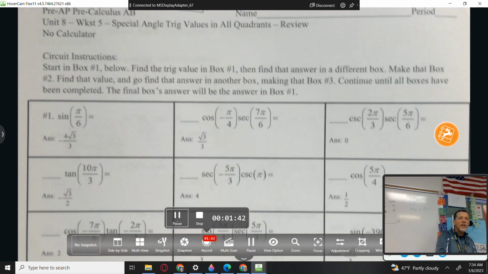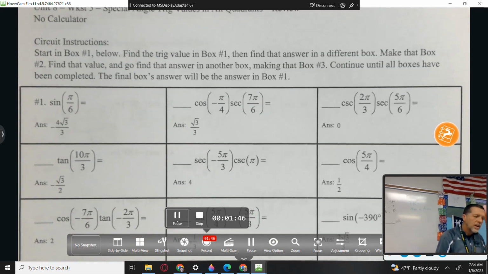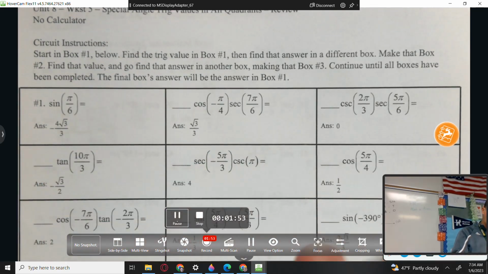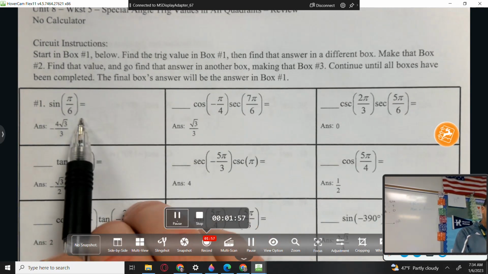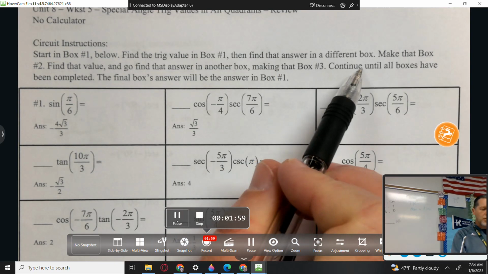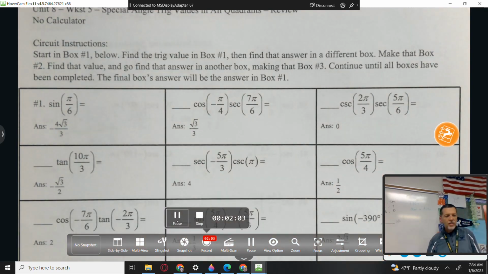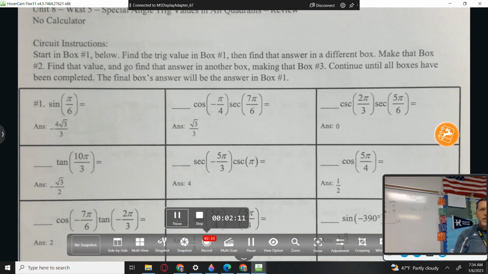Let me now try to explain how this worksheet works. Some of you started it, and I think you had figured it out. Circuit instructions. We do some of these in calculus more often, just like this process. Start in box 1. Find the answer, and then find that answer in a different box. Seems weird. And then make that box number 2. Find that value, go to the next box, make it box number 3, and so on. And basically, it should all come back around to box number 1.